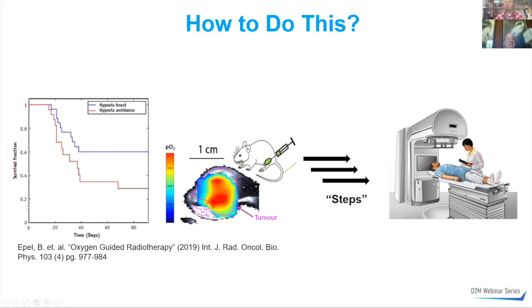Now, how do you take that into the clinic? And here I've used the traditional organic chemistry steps, which is usually a tongue-in-cheek way of indicating great difficulty. How do we make this transition?